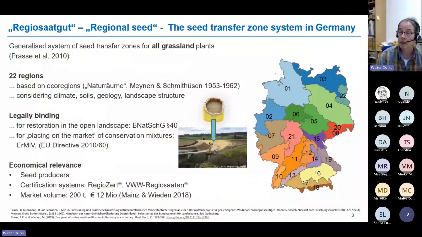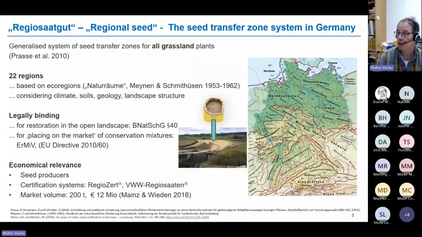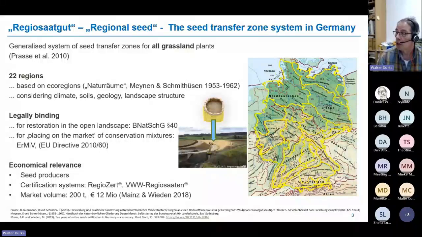It was defined by a project at the University of Hanover in 2010 by Prasse and colleagues. And here you see the map. These are 22 seed zones within Germany. They are based on ecoregions, which have been defined in the last century already. This is the system of these ecoregions, Naturräume in German, and more or less the seed zones represent these ecoregions. They are based on climate, soils, geology, landscape structure, also a bit on biogeography.